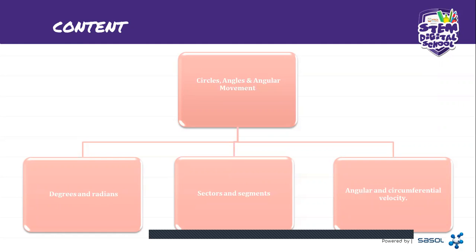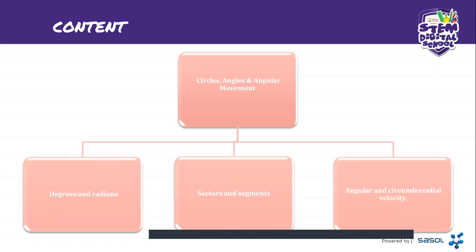Under content, we are having circles, angles, and angular movement. That is the topic that we are going to be discussing for today's lesson. But you will remember that this topic was done in grade 11. But it's very important because it's part of the exam for grade 12. And remember, this topic also forms part of paper 2 for technical mathematics.